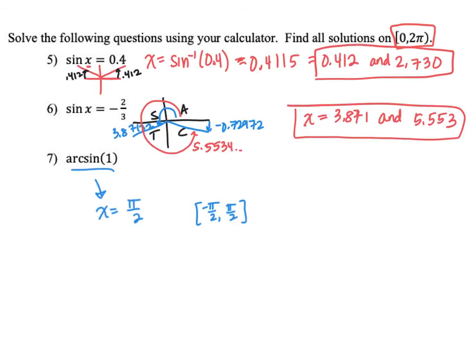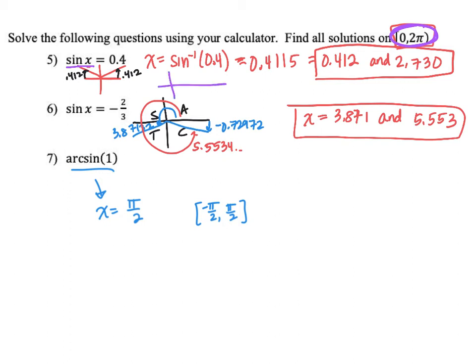Okay, did you get these answers? Did you get 0.412 and 2.730 for number 5? Hopefully you remember that there are 2 answers, right? This is just saying when will sine of some angle measure equal 0.4? And that's asking again for all the solutions between 0 and 2 pi.